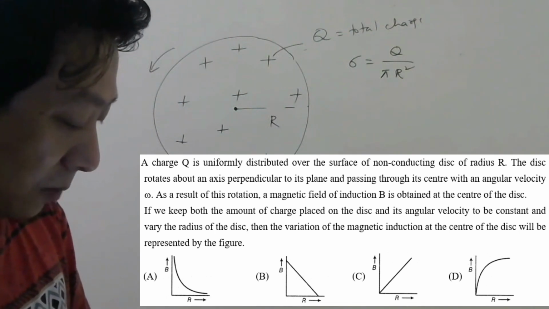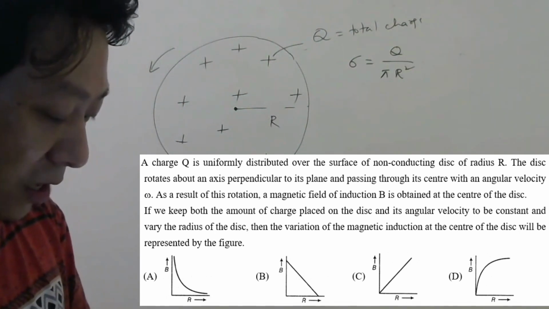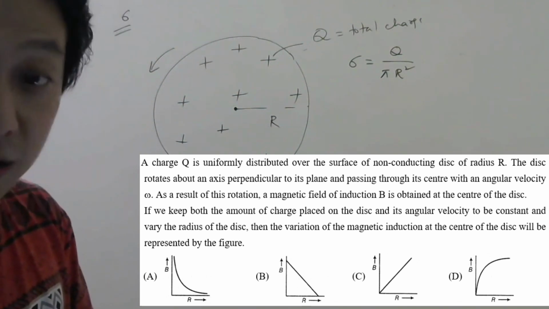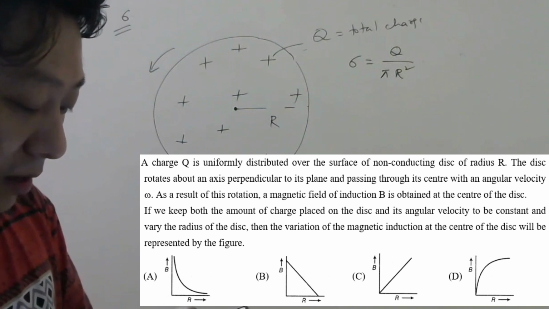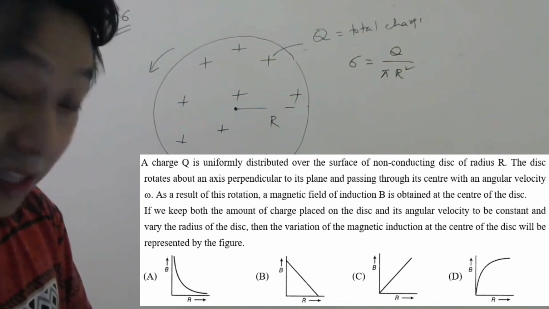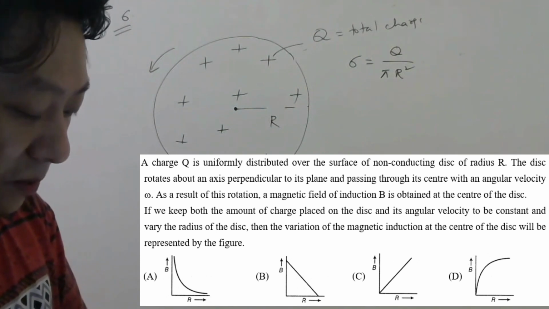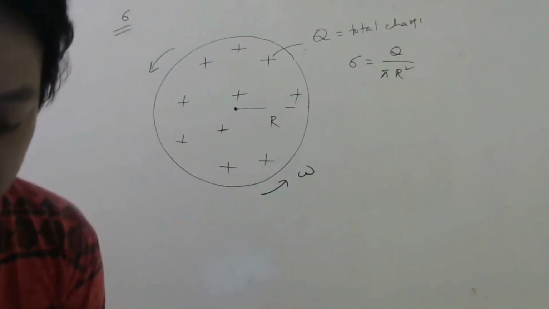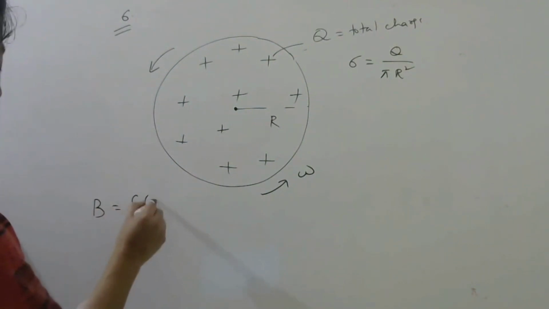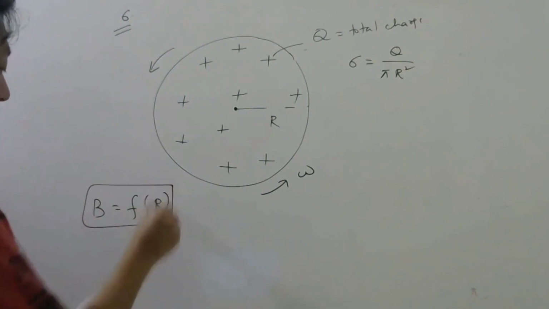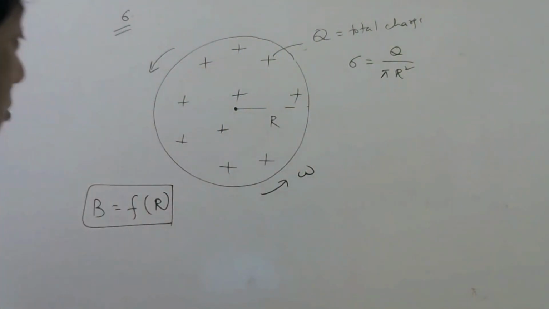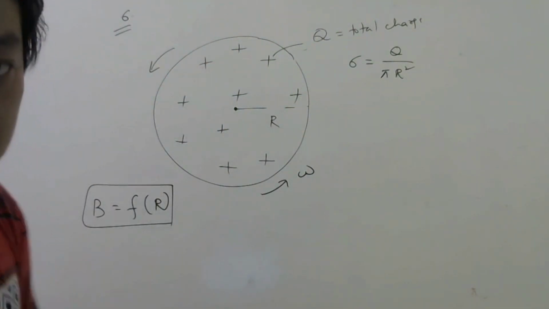So if we keep both the amount of charge and angular velocity constant and vary the radius of the disk, then the variation of magnetic induction, that is magnetic field, at the center of the disk will be represented by which figure? So they want the relation between B as a function of radius. Basically, we need to find the magnetic field and check how the formula looks. So let us start. Again, same kind of thing.